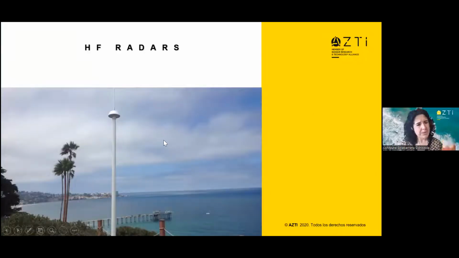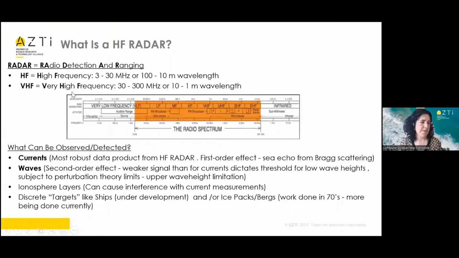So the high frequency radars are radars that use radio waves to measure currents and waves. The high frequency radars emit from 3 to 30 megahertz. Some of them are very high frequency radars, and the frequency can be up to 300 megahertz, but usually we work between 3 and 30 megahertz.